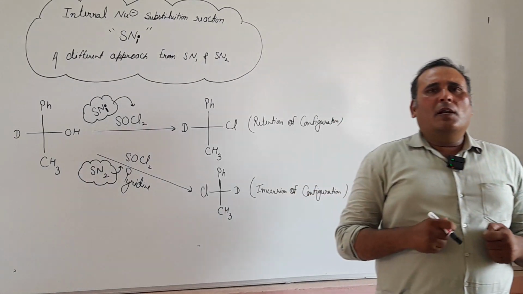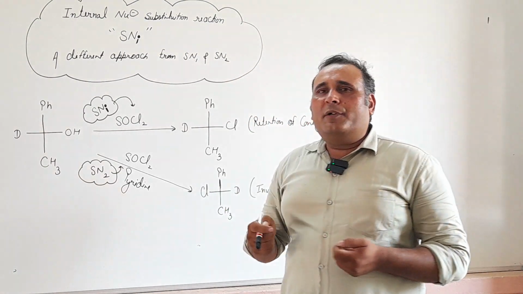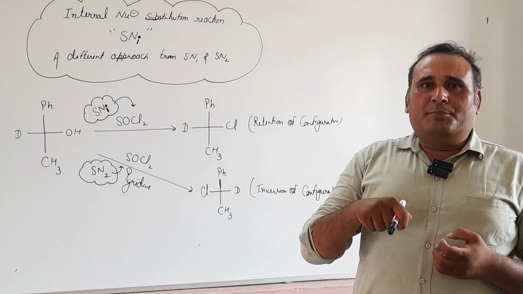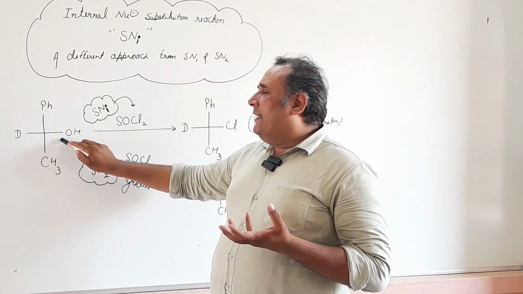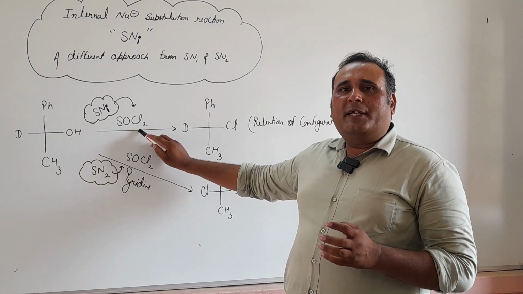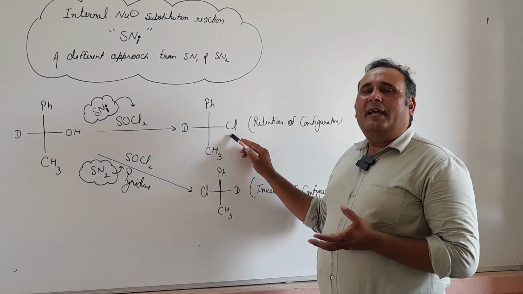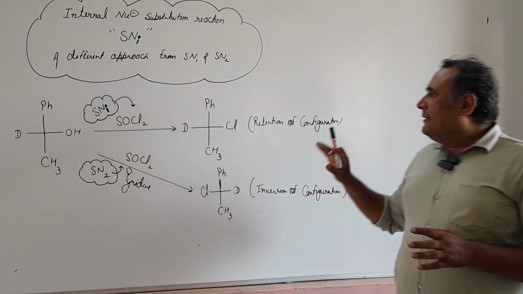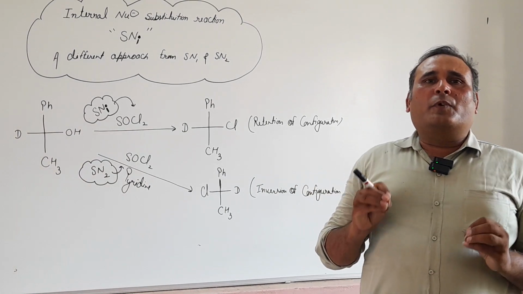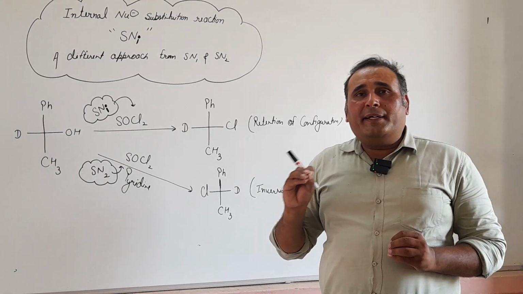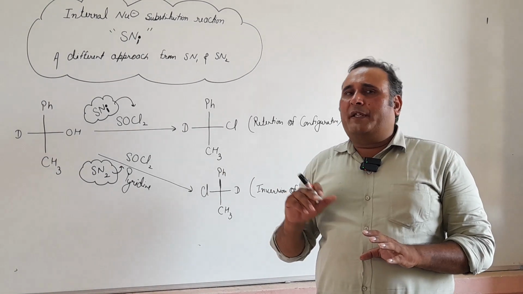So first of all, you should understand from where this SNi or internal nucleophilic substitution reaction approach comes, correct? If we react this reactant, that is an alcohol, with SOCl2, SOCl2 means thionyl chloride, then we get an alkyl halide, correct? In this reaction there is retention of configuration, only the retention of configuration product we are getting. We are not getting the inversion of configuration product.